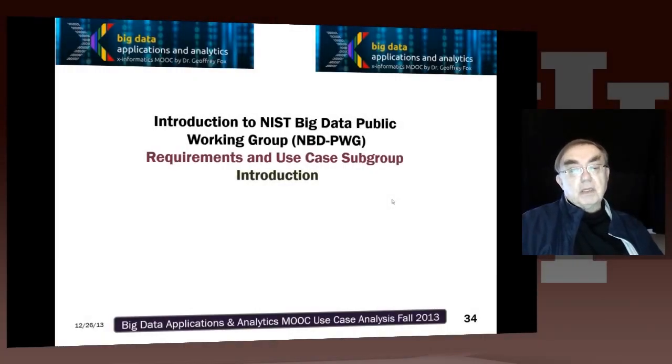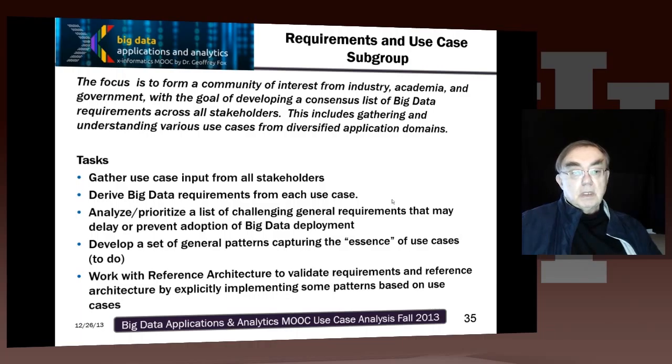Okay, so here's the final part of this particular unit, and it describes the subgroup that I was the lead of, the requirements and use case subgroup. We have some of the usual verbiage at the top about working with industry, academia, and government, and we're trying to find requirements. The process of getting the requirements was done by first getting use cases and extracting requirements from use cases.